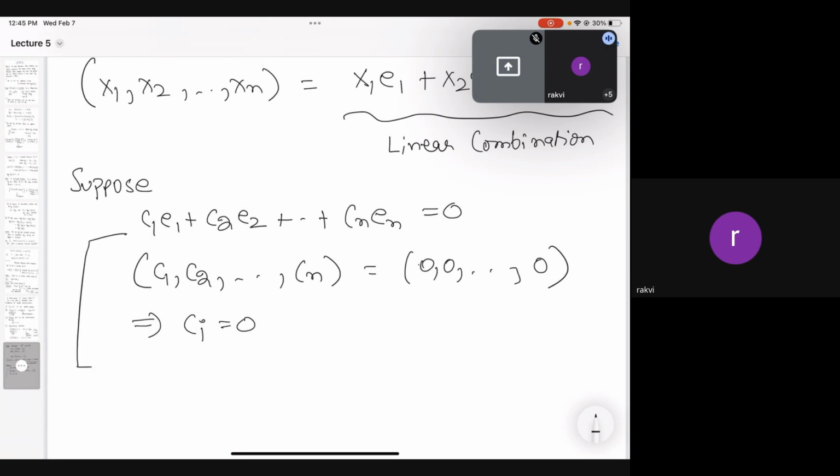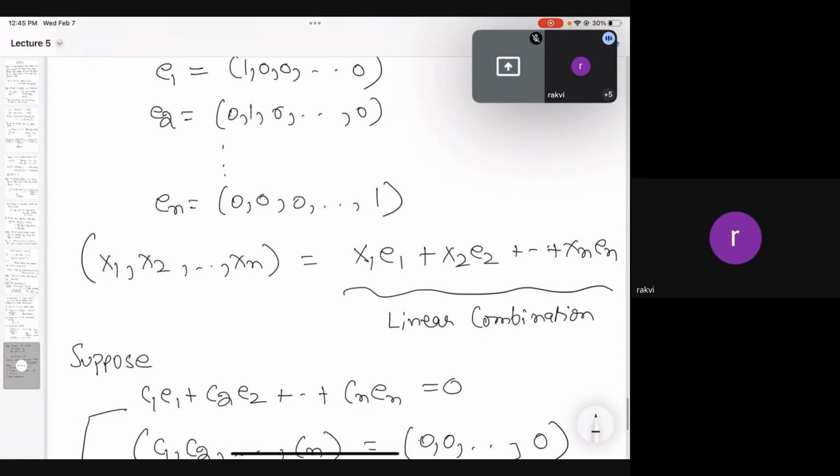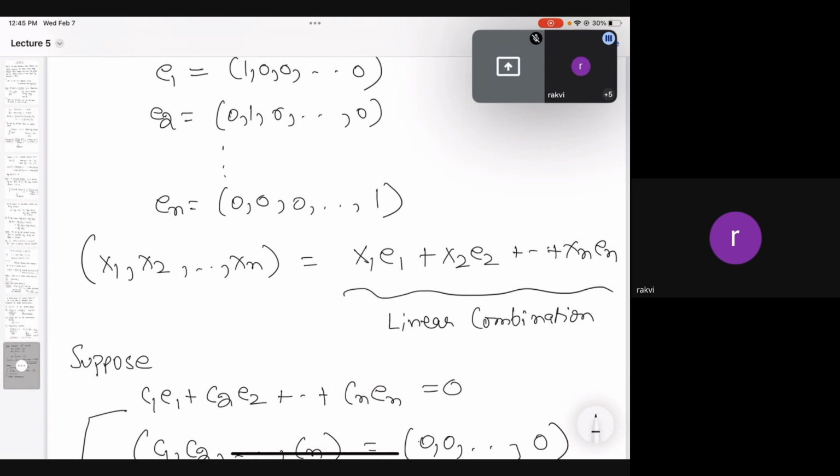So this property has a name. It's called linear independence. In other words, if some combination of my basis vectors is giving me 0, that must mean that all the coefficients that I started with were 0 to begin with. I do not have a non-trivial relation among them. This phenomenon is called linear independence. And this property, that if you take any vector you can write it as a linear combination of your basis elements, is what is called spanning.